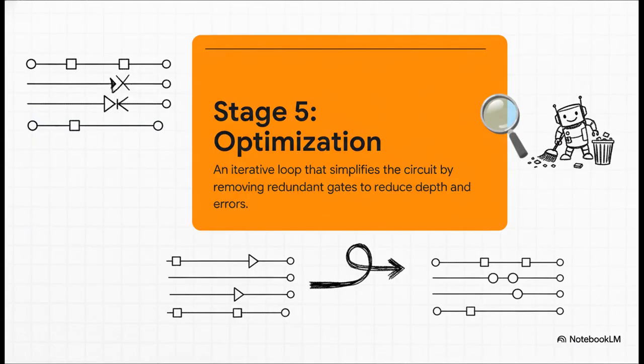All right, stage 5, optimization. All that routing and translating often adds a ton of extra gates, which makes the circuit longer and way more prone to errors. So think of this stage as the cleanup crew. It scans the circuit over and over, looking for anything redundant. Like if you have 2 gates right next to each other that literally just undo what the other one did, poof, they're gone. The goal is to make the circuit as short and efficient as humanly possible.